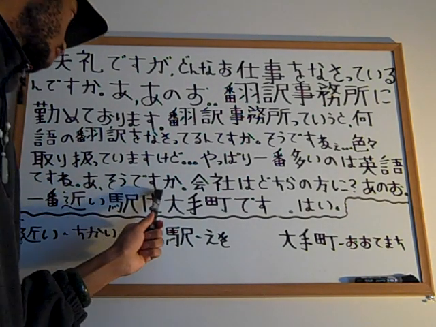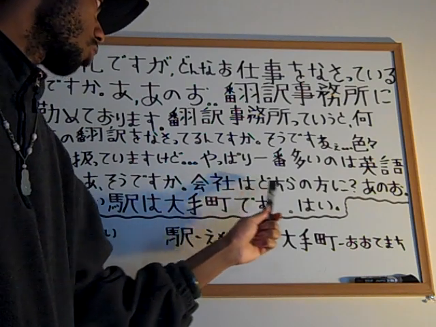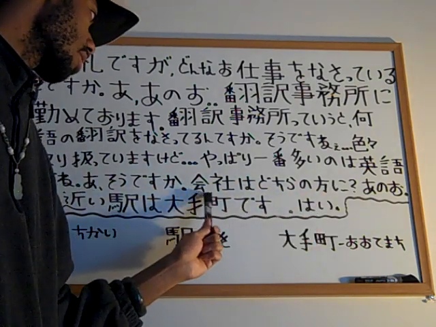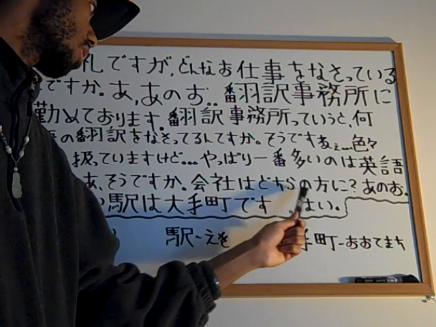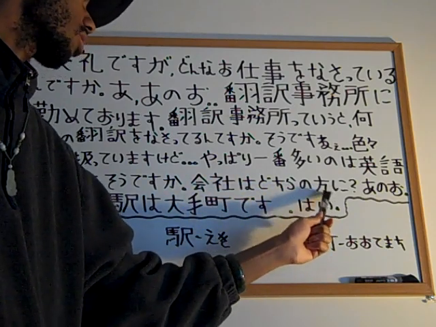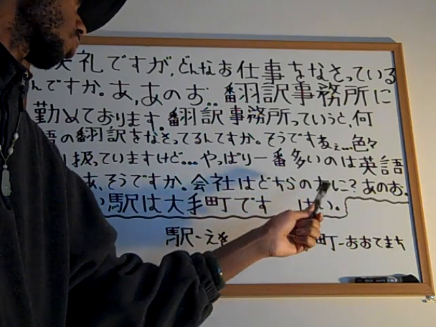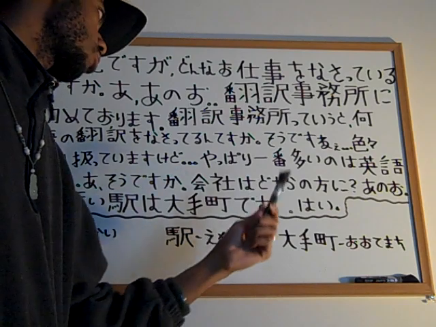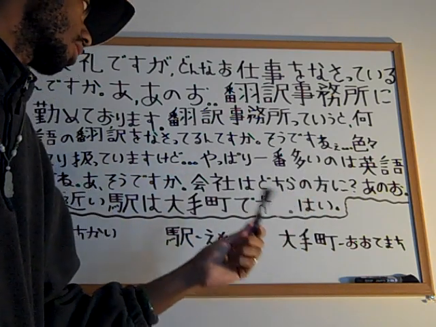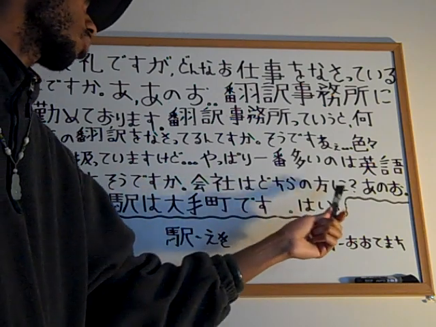So desu ka. Really? Kaisha wa dochira no hou ni. Kaisha is company. So, where is your company? Dochira no hou ni is another way, a formal way of asking someone where something is, in what direction. You can also say kaisha wa doko ni arimasu ka. In this formal situation, they would say kaisha wa dochira no hou ni.